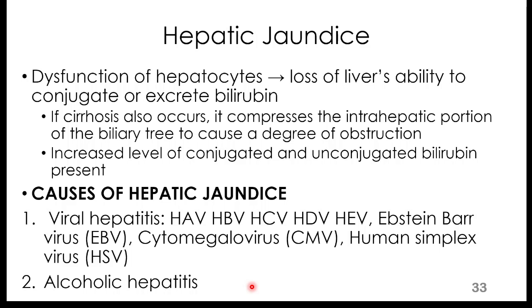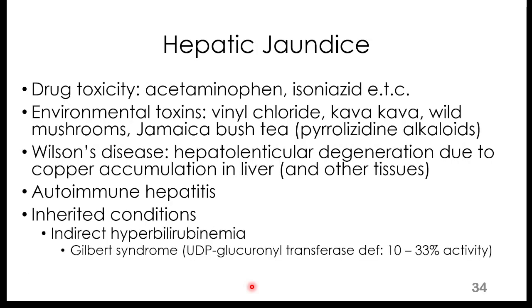So the causes could be viral hepatitis, alcoholic hepatitis, all right, drug toxicity, environmental toxins, Wilson's disease, autoimmune hepatitis, some inherited conditions such as Gilbert syndrome, in which the enzyme that is responsible for conjugation is deficient, UDPGT. When it's deficient, that is what we see in Gilbert syndrome.